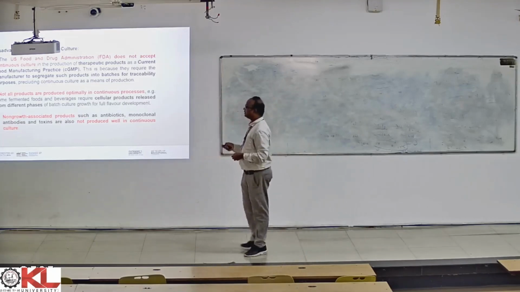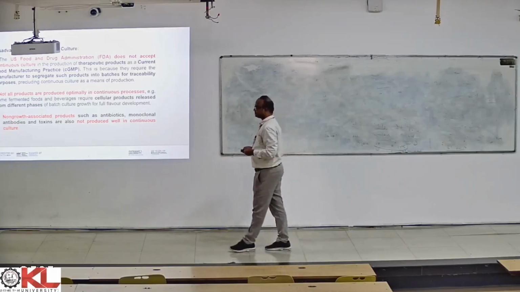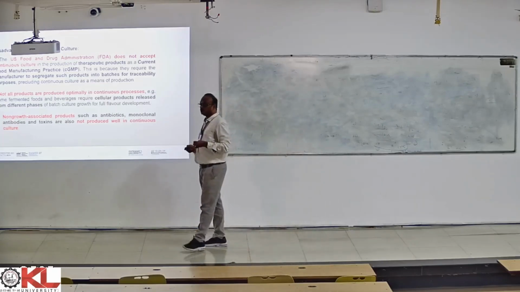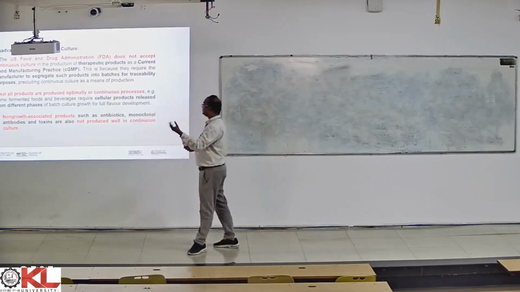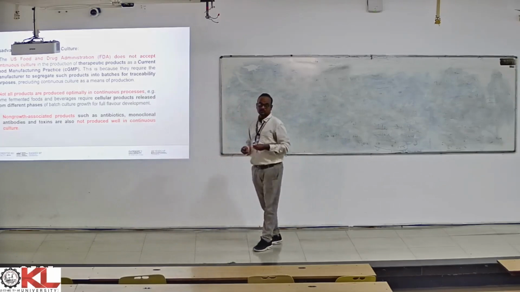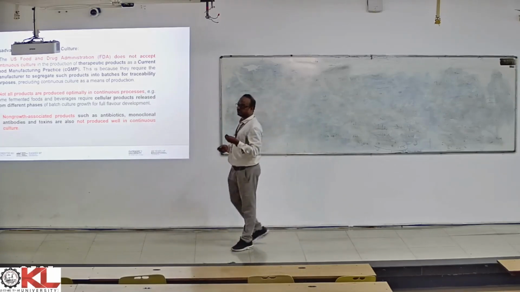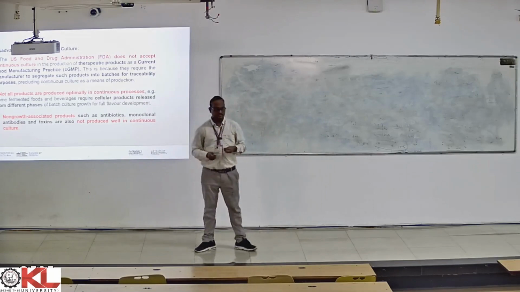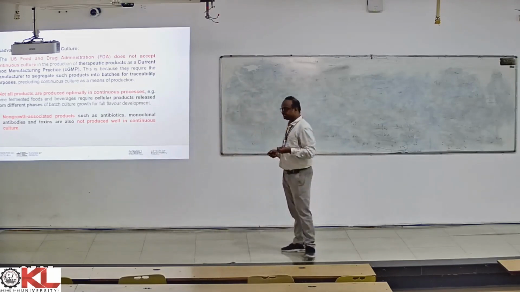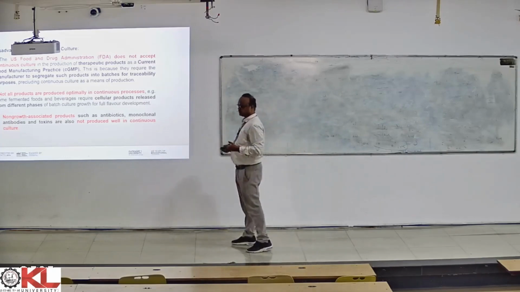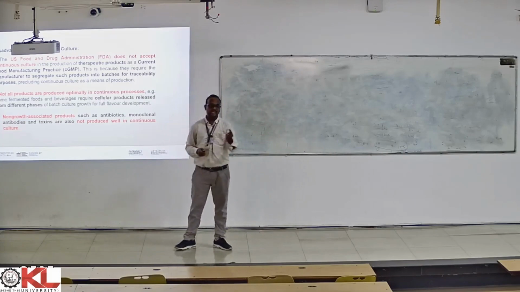Next one, not all products are produced optimally in continuous culture system. Let's say there are some products which require enzymes from the stationary phase, or some products which require enzymes from the growth phase, right? So let's assume a product X, which requires both an enzyme from the stationary phase as well as an enzyme from the exponential phase.